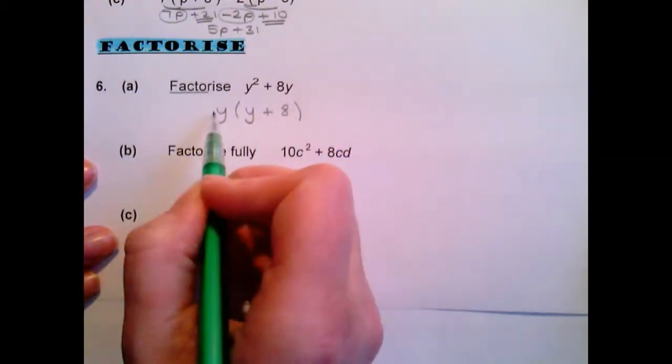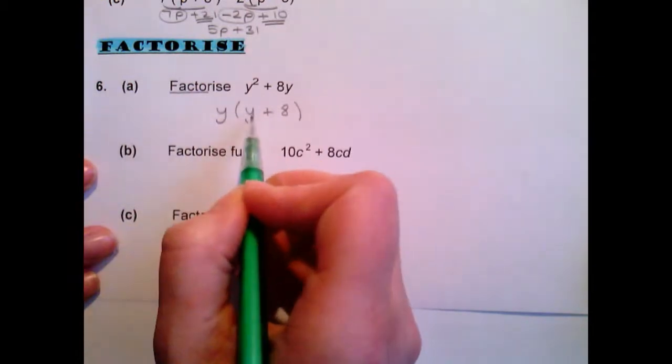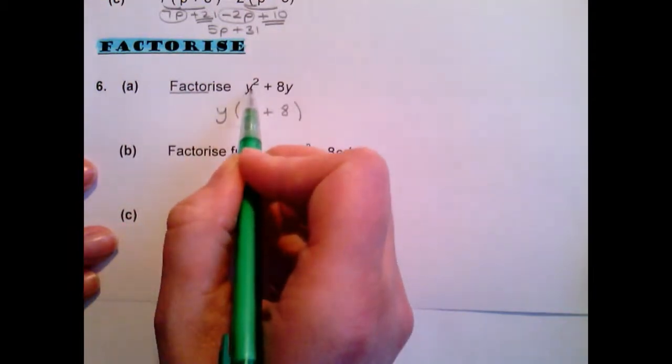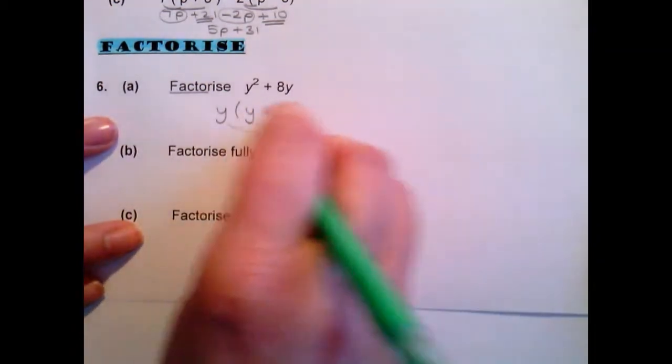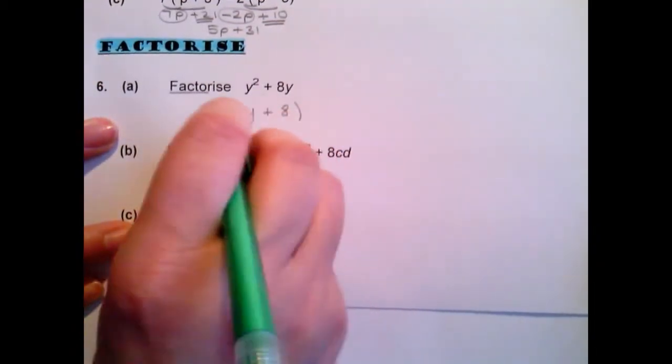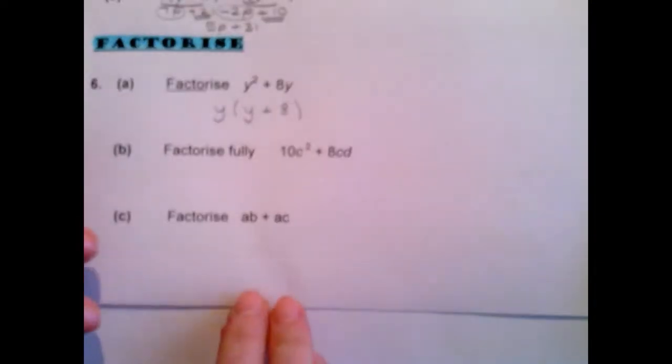So if you were given this and the question was just expand, you would multiply y with y to get you y squared and y with 8 to get you 8y. So yes, it does multiply back out again. You don't actually have to multiply it back out. You'll just get back to the question, but it's just a way for you to check it.